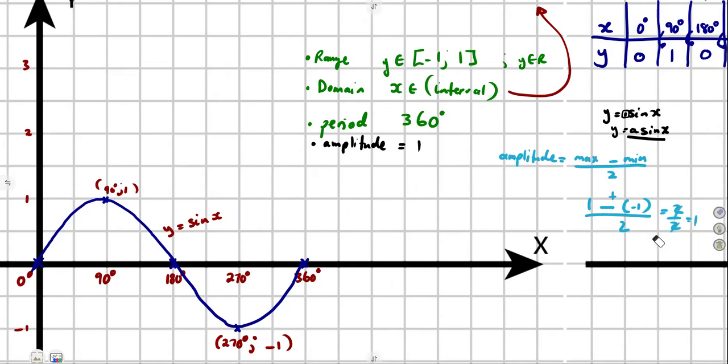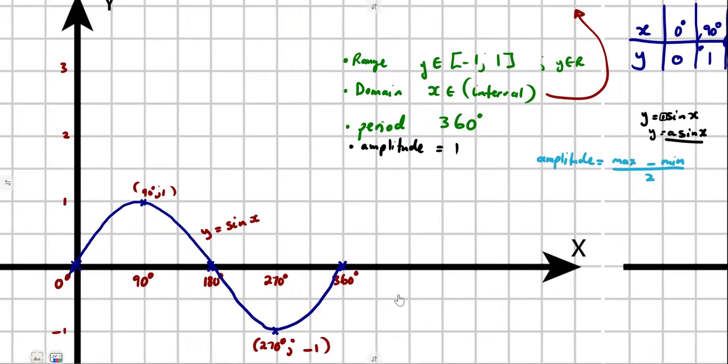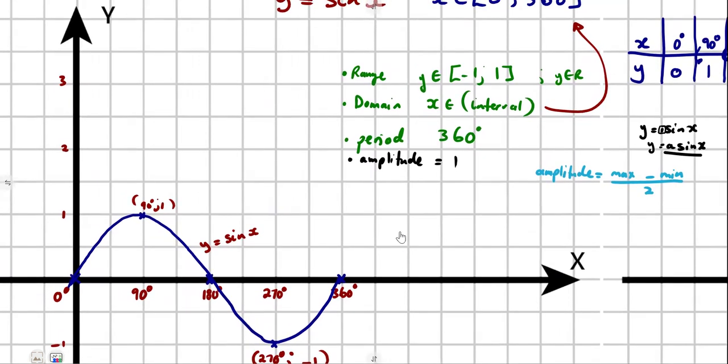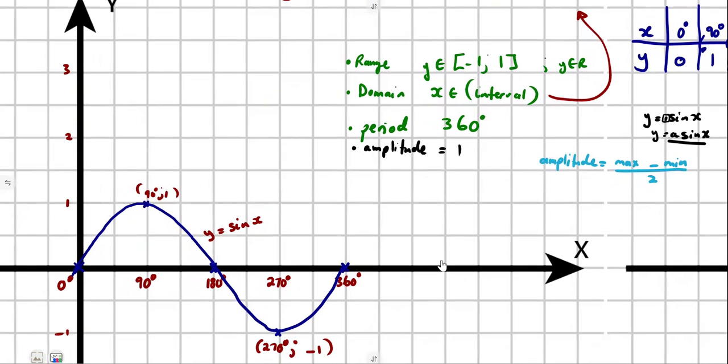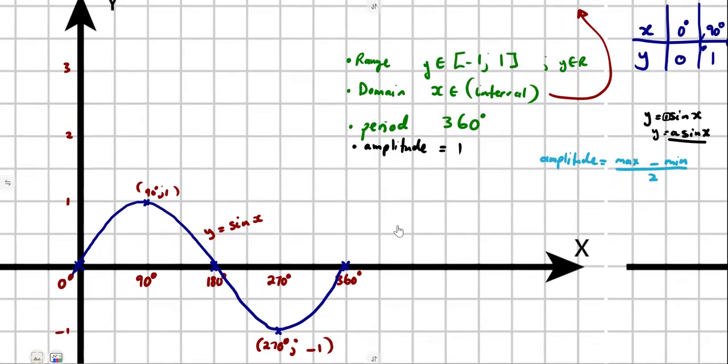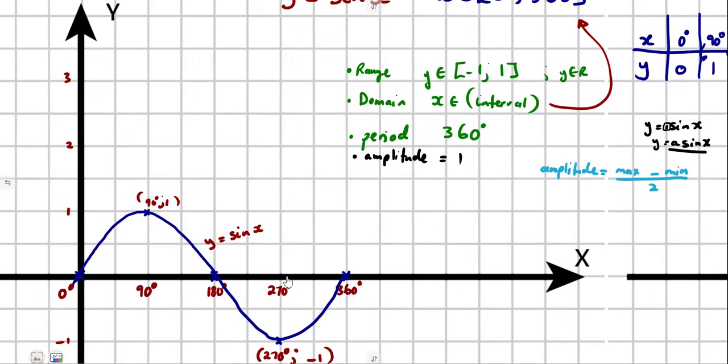You won't go wrong by using this formula in case that you do not understand this part of the amplitude. Maximum minus minimum over 2 is going to give you the amplitude of the given graph. So this is the basic of the sine of x.